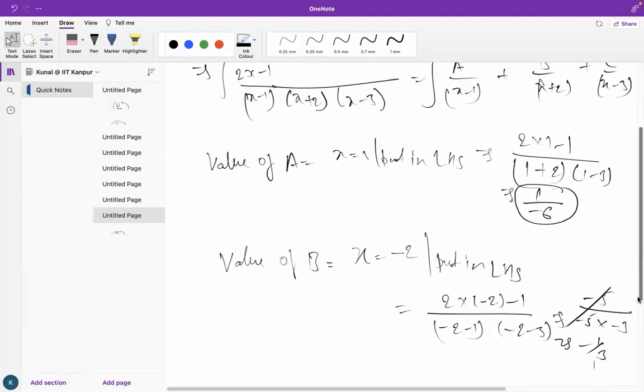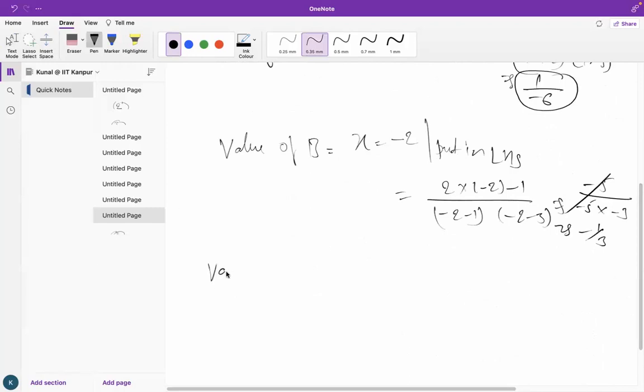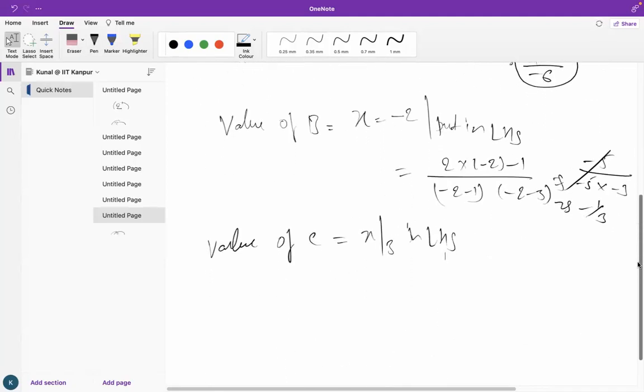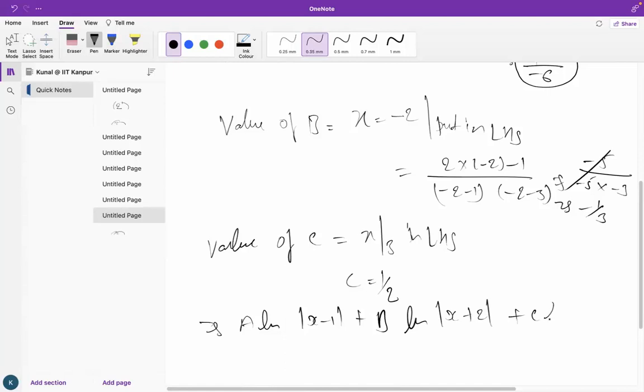Now let's move on to the value of c. The value of c is equal to, put x is equal to 3 in LHS, because here the denominator term consists of x minus 3. When we put it, we get the value of c as 1 by 2. So try to replicate that. So our integration looks like a ln mod of x minus 1 plus b ln mod of x plus 2 plus c ln mod of x minus 3. This is a short trick; the more you practice, the faster these things will happen. And we get the value of a, which is minus 1 by 6, ln mod x minus 1 plus the value of b we get, minus 1 by 3. So let me erase that.